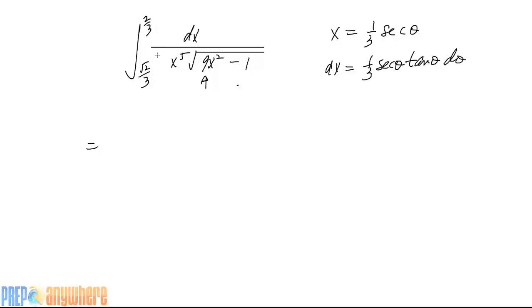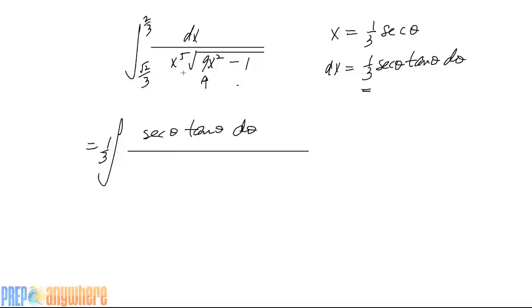I'm not going to write these numbers yet because I'm going to be converting them all into theta afterwards. So for now, dx I'm going to replace with this. So I'm going to write 1 over 3 at the front. Write this 1 over 3. x to the power of 5, that's 1 over 3 to the power of 5, secant to the power of 5 theta.